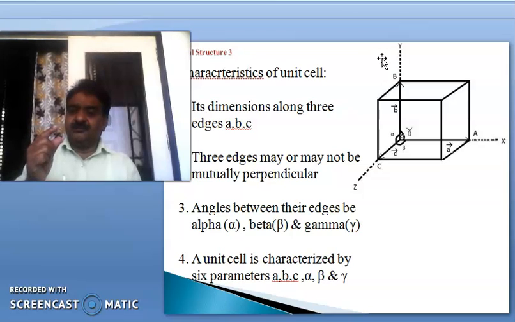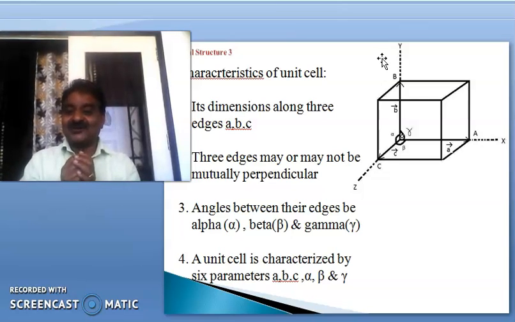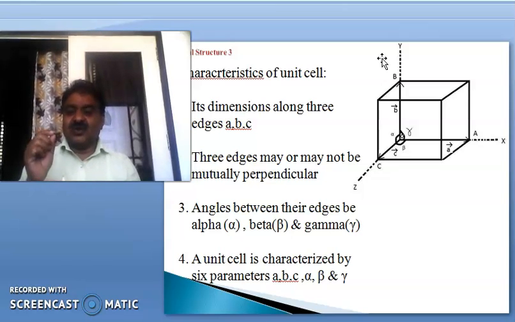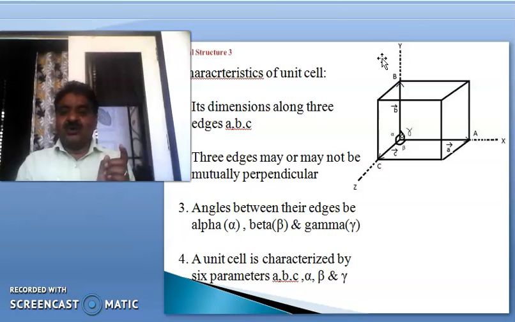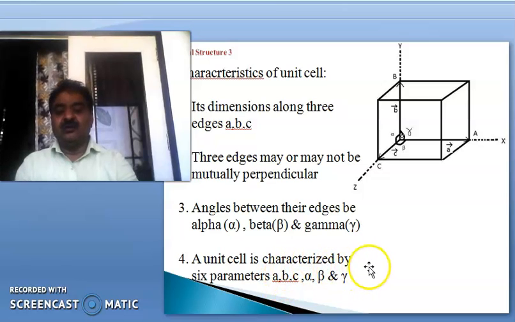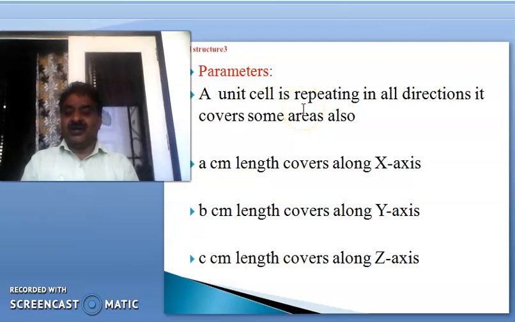Like a brick has what? Length, breadth and height, 3 parameters. So like that, a unit cell is characterized by 6 parameters, that is A, B, C, and angular parameters alpha, beta and gamma. In this way, 6 parameters A, B, C, alpha, beta and gamma, you remember. Now let us turn towards the parameters again in detail.